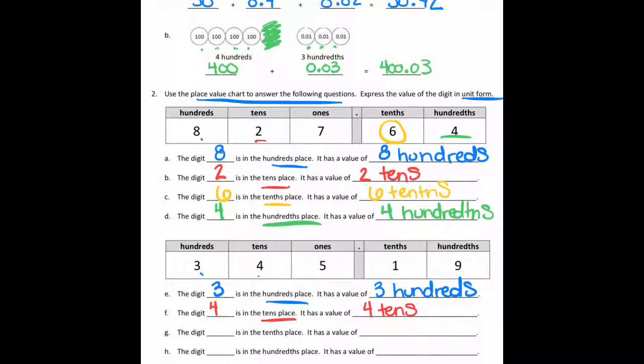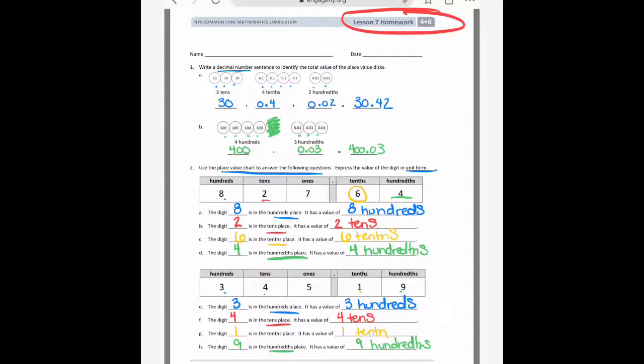Part G says the digit blank is in the tenths place, and if we look at the place value chart, it's a 1. So I'm going to say 1 tenth with the TH. And H says the digit blank is in the hundredths place, and it's a 9, so it has a value of 9 hundredths. Okay, next page.